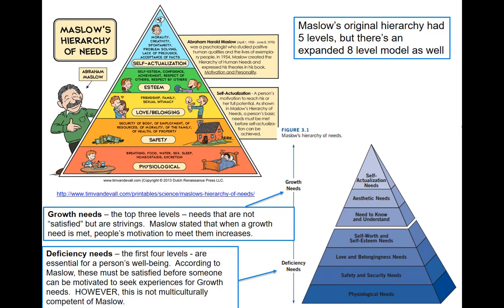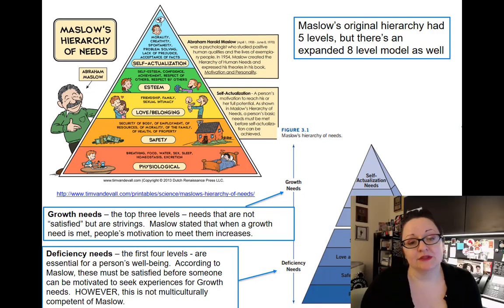Most of you have seen Maslow's hierarchy as the 5 levels: physiological, safety, love, esteem, and self-actualization. But in fact, there's an 8-level model that I want you to be familiar with. It's over here at the bottom. You have those first 4 levels: physiological, safety, love, and then self-worth, self-esteem. But instead of self-actualization being a single piece, there's actually 3 parts of it: the need to know and understand, aesthetic needs, and self-actualization needs. The top 3 levels are what are called growth needs. These are things that we strive towards, but the deficiency needs are the first 4 levels, and these are essential for your well-being. These 4 deficiency needs are the ones that I want you to pay a lot of attention to.